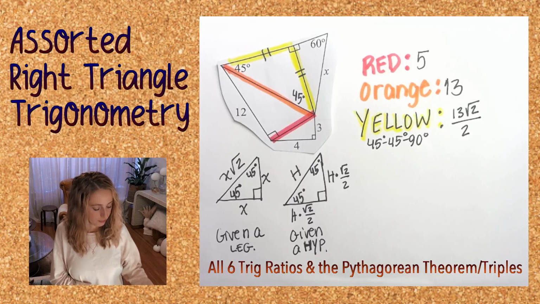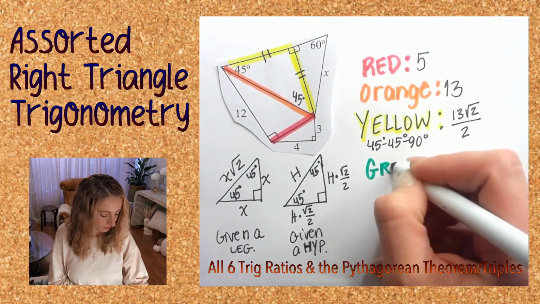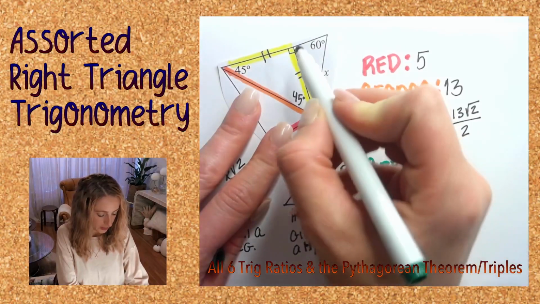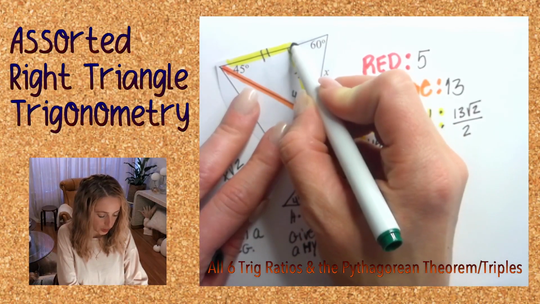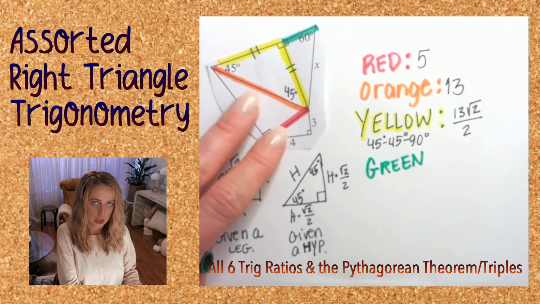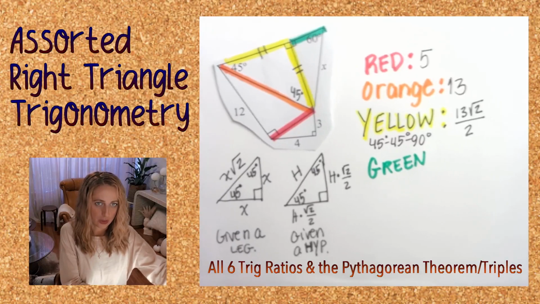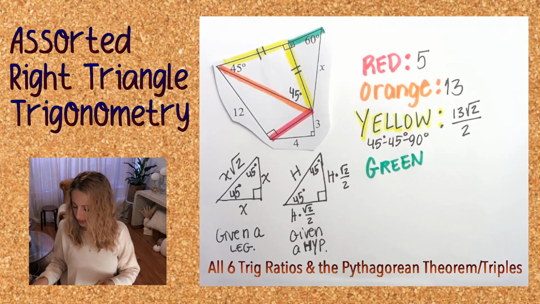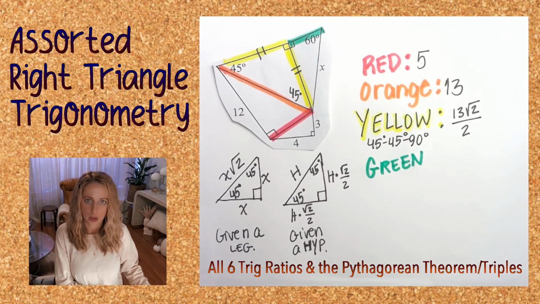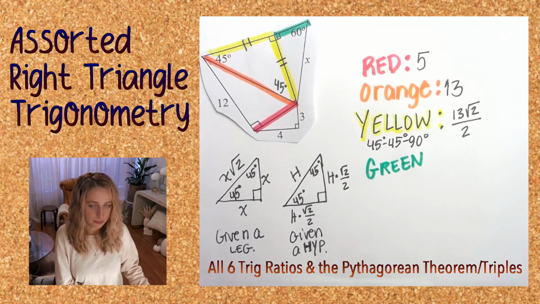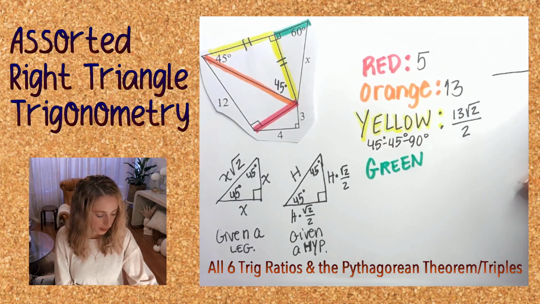Going with green. Green, I'm looking at this last triangle. I'm going to use this yellow, which we just said is 13 rad 2 over 2, to find that green side right over there. What kind of triangle are we looking at now, you may ask. Well, I'm glad you asked. You are now looking at a 30, 60, 90 triangle. Again, same speech. You got to know it, guys. You got to know it.